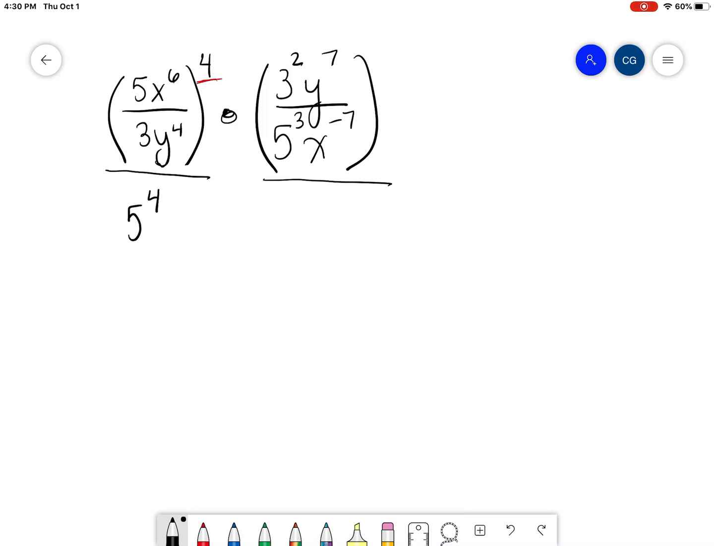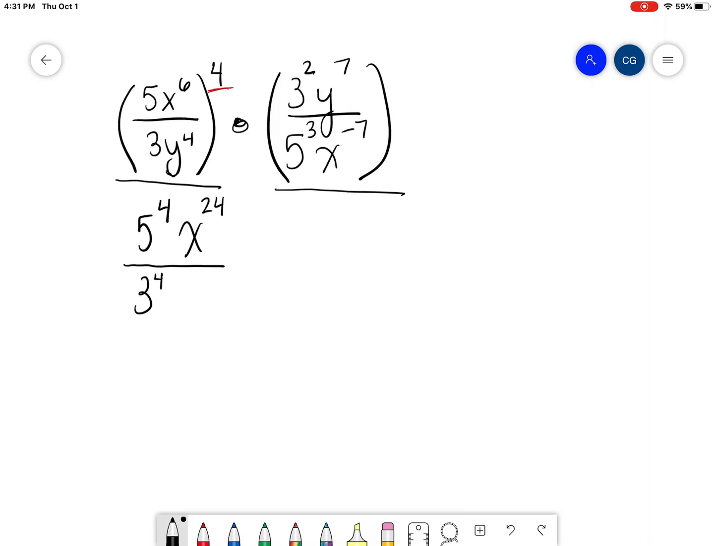So I have 5 to the fourth, and when I take x to the sixth to the fourth, that's going to give me x to the 24th, because I have to use the power rule. When I raise a power to another power, I have to multiply those exponents. Now I have to raise 3 to the fourth power, and I have to raise y to the fourth power, again using the power rule because I'm raising a power to a power, so I have to multiply. So I have 4 times 4, which is 16. So that gives me y to the 16th.